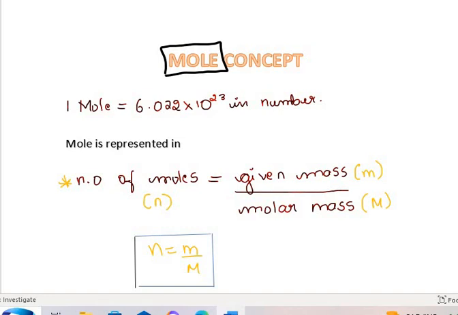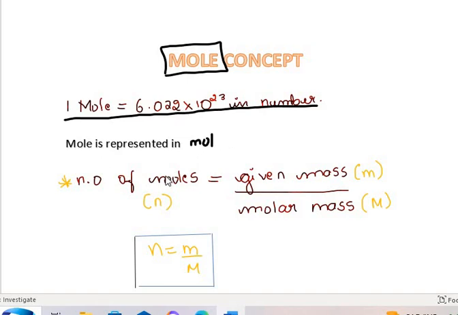Basically, how do we define it? 1 mole contains exactly 6.022 × 10^23 elementary entities, meaning 1 mole of any substance contains 6.022 × 10^23 in number. 1 mole equals 6.022 × 10^23 in number. This is the basic definition of a mole. So how do we represent the mole? Mole is represented by mol.